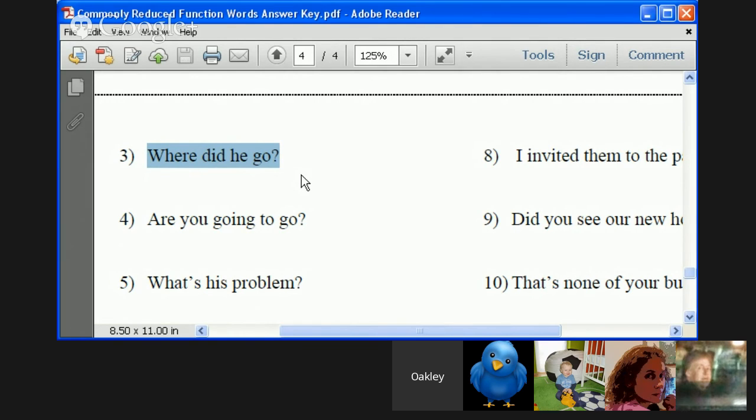Where did he go? Where did you go? Okay, you've got a couple of options here. Where did he go? Which is perfect. All right, you got it. The reduced he. Where did he go? But also, we've got did here used as an auxiliary for go.